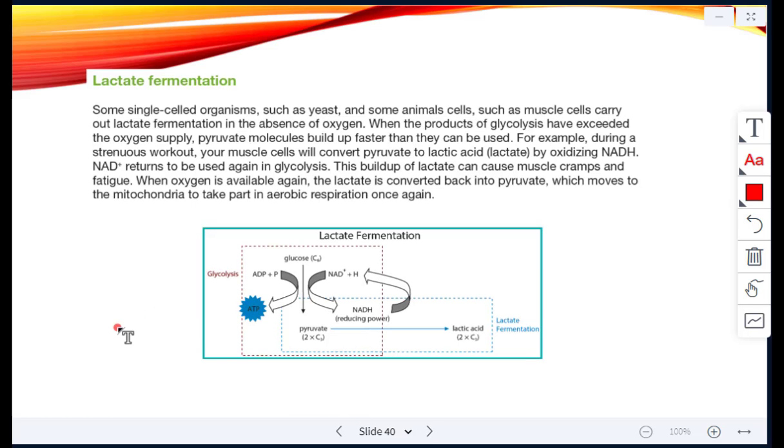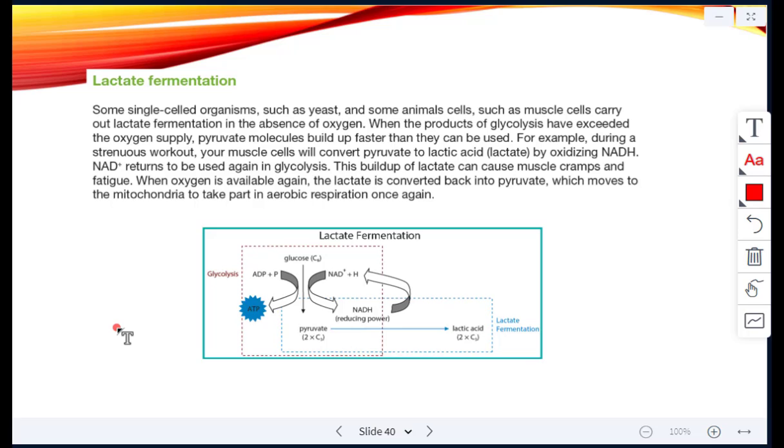All right, quick review here of lactate fermentation. It occurs in some yeasts, some single-celled organisms, and some animal cells like our muscle cells when there's an absence of oxygen. Like I said before, when the products of glycolysis have exceeded the oxygen supply, pyruvate molecules start building up faster than they can be used.